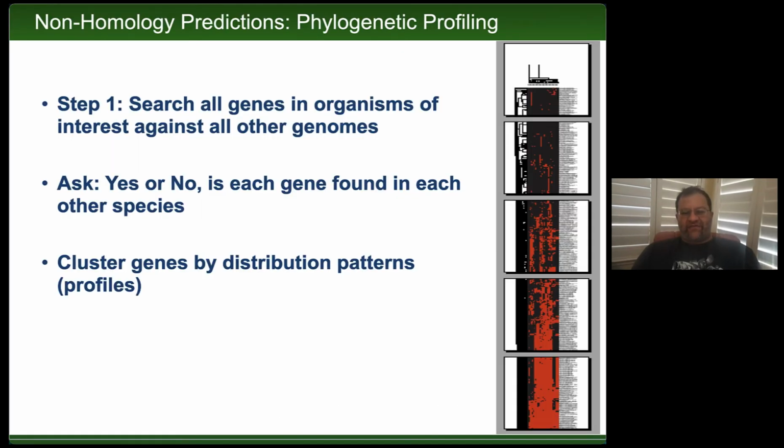What I want to tell you about is then we ran this phylogenetic profiling analysis, a method developed by Pellegrini and Kunin and a variety of other people, where you basically search your genes against the organisms of interest. You ask yes or no, is my gene found in each of these other species? So genes in rows, species in columns here, and you cluster genes by their distribution patterns across taxa, not by whether or not they have homologs that have been experimentally characterized. And then you look at those clusters and you see if there are genes of unknown function that are found in the same set of taxa as genes of known function that might help you predict their function.